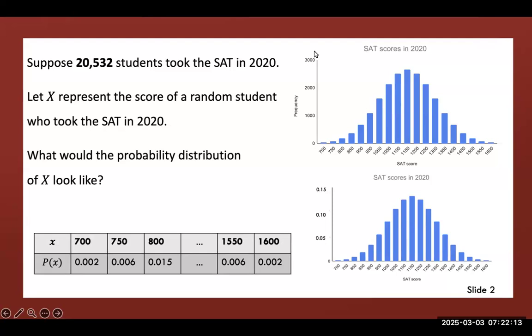And here I'm just guessing based off the histogram. I see that for 700, it looks very, very close to 0. So I just guess it looks like 0.002 or something like that. So a probability distribution, we can write it as this little table, this chart, or we can represent it as the graph on the right. Both the graph and the table give us the same information.